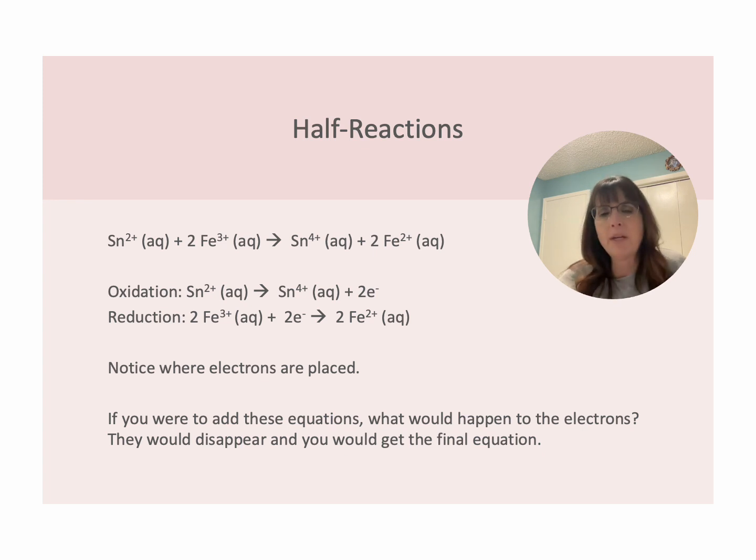And just think about what it means. If you have electrons as products, you're getting rid of them. You're giving them away. That's oxidation because you're losing the electrons. If the electrons are reactants, it's because you're adding them on, you're gaining them.